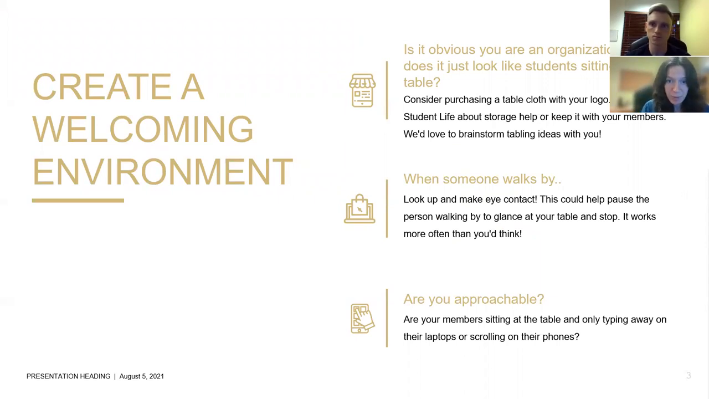Next, if someone walks by, look up and make eye contact. Have them pause, and it helps them glance at your table and maybe they'll stop and speak to you. And when someone's walking by, you've got their eye contact, they're coming over, are you approachable? Are your members sitting and typing away at their laptops, scrolling on their phones, or in deep conversations together? You do want to make sure that you are creating an environment where someone could feel comfortable coming up to your table.